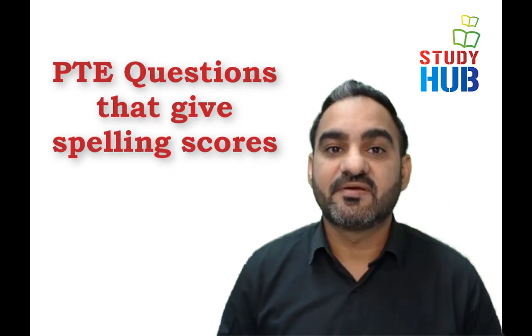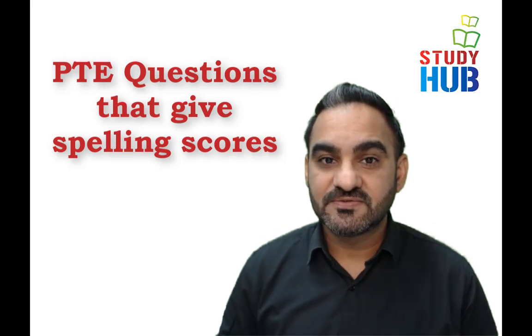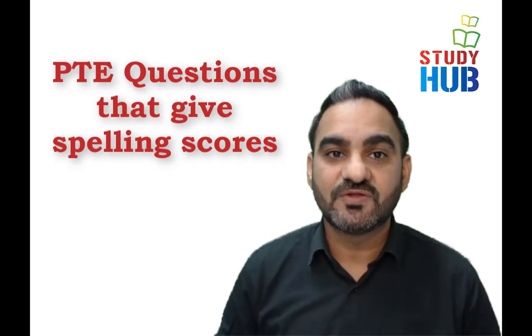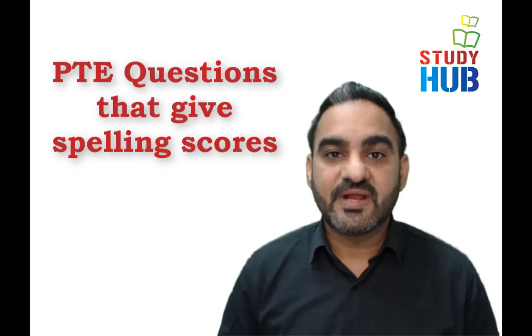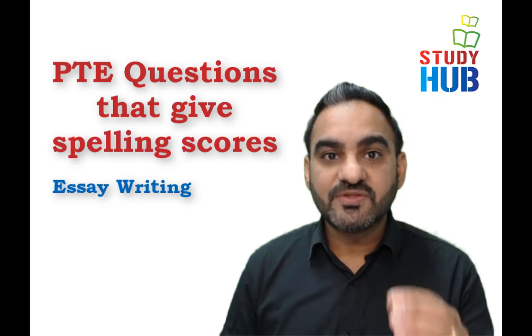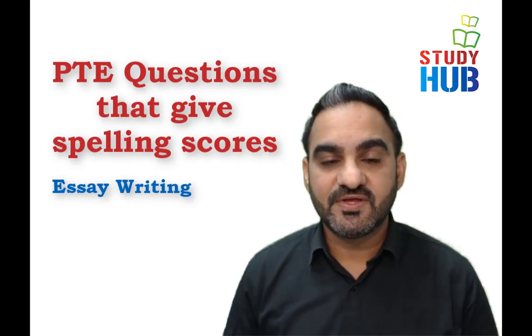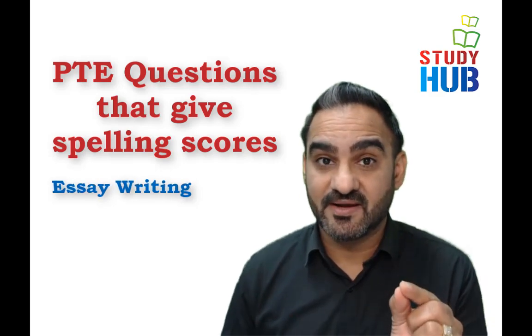Number one is in writing. No, it's not summarized written text. Summarized written text does not give you spelling scores. It's not one of the components there. Number one is your essay writing. So in essay writing, if you make more than one spelling error, your score in spelling will be 0.